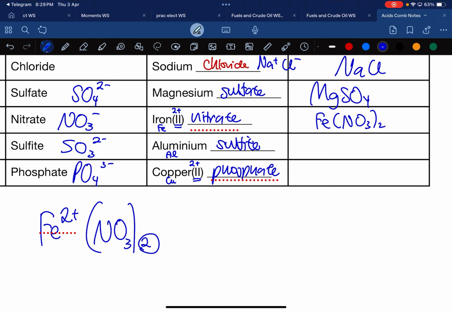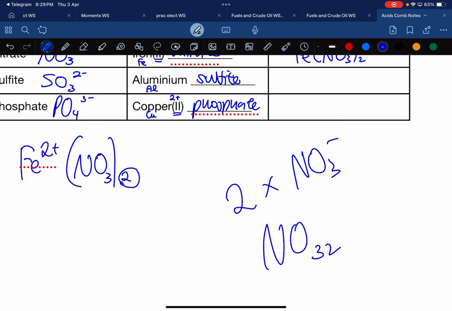Good. What happened? How do we know that it's 2 plus? Okay, why the 2 outside? Because you are timesing 2 to the whole thing. Imagine I just write NO3 2. 1 nitrogen and 32 oxygens. No. It is 2 nitrates. Yes?